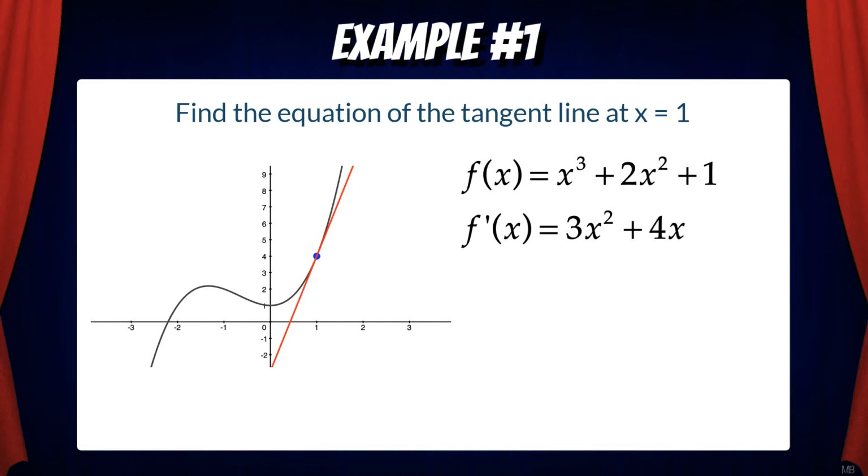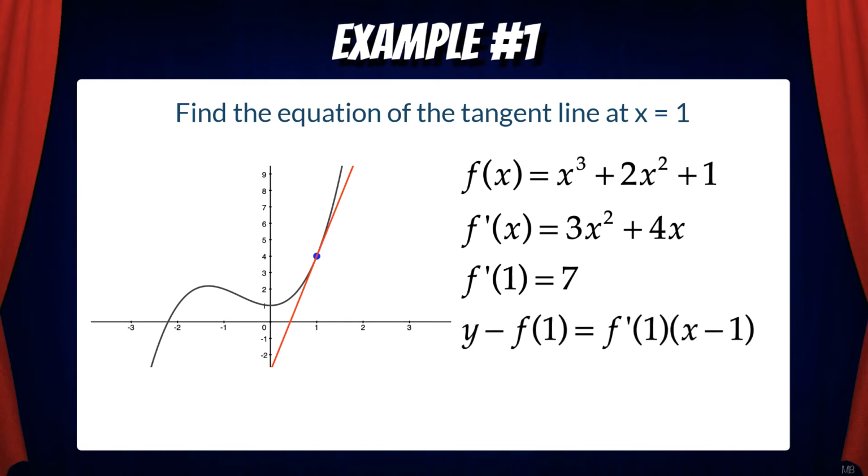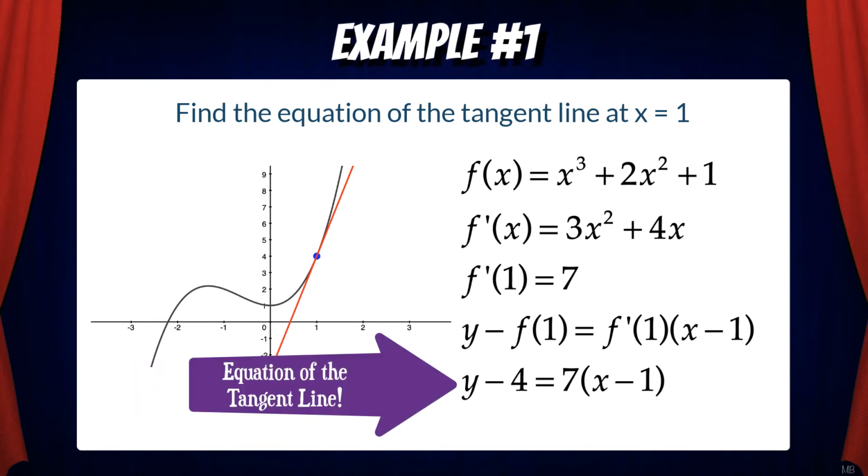Next, let's find f prime of c, in other words, f prime of 1. F prime of 1 equals 7. And then, let's use the point-slope form of a line to write the equation of the tangent line. Y minus f of 1 equals f prime of 1 times x minus 1. We can substitute f of 1 and f prime of 1 into this equation, and this gives us y minus 4 equals 7 times x minus 1. That's it. That's the equation of the tangent line at x equals 1. We're done. Let's look at another example.